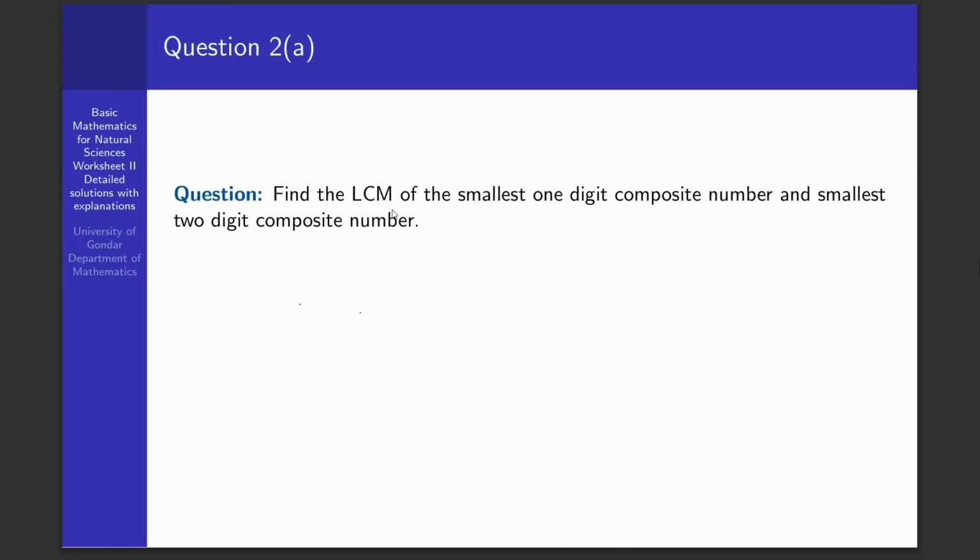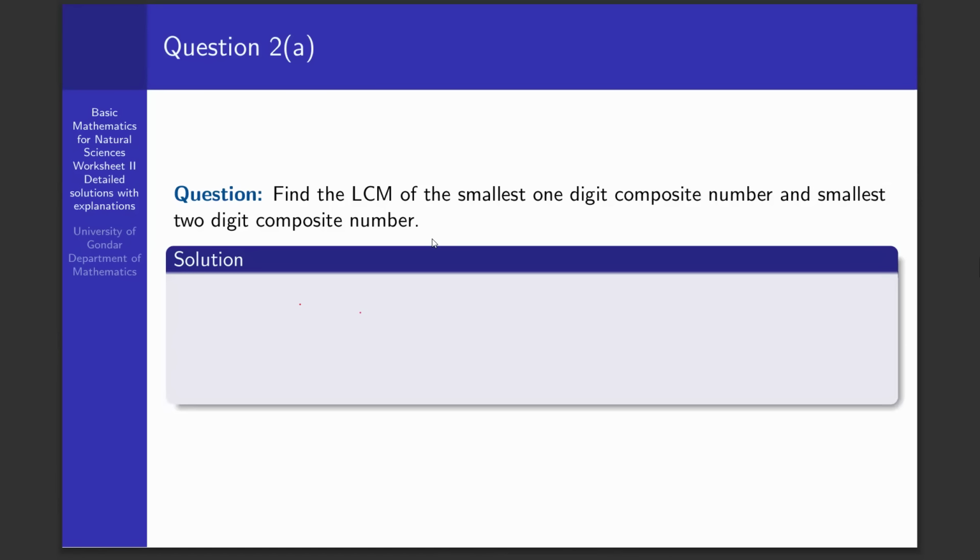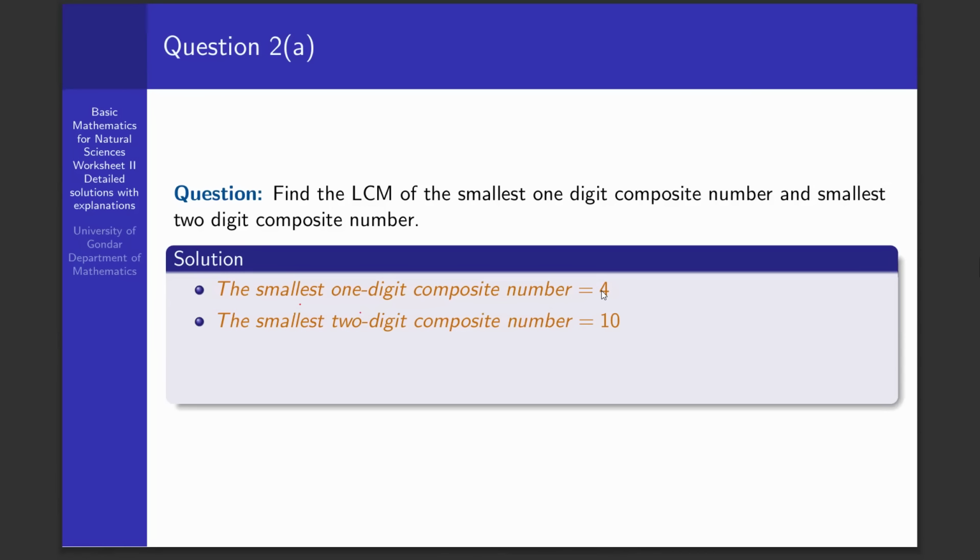But in this case, we are not explicitly given the numbers. What we are given is the smallest one-digit composite number and the smallest two-digit composite number. So we have to determine these first, before we calculate their LCM. We know that the smallest one-digit composite number is 4. There is no other one-digit composite number less than 4. And the smallest two-digit composite number is 10.